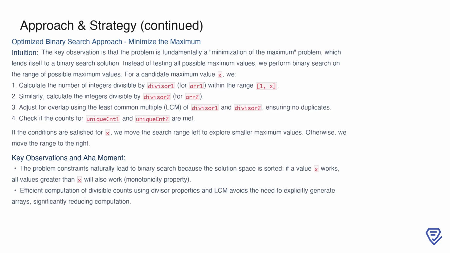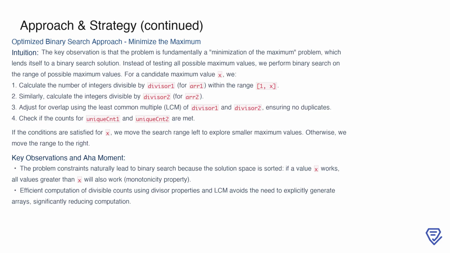For any candidate maximum value, we calculate the number of integers divisible by divisor 1 within the range 1 to x, which corresponds to the potential elements of ARR1. Similarly, we calculate the integers divisible by divisor 2 for ARR2. To ensure distinct arrays, we account for overlap by using the least common multiple, LCM, of the two divisors, which helps us exclude duplicates. After determining these counts, we check if they meet the required unique CNT1 and unique CNT2.